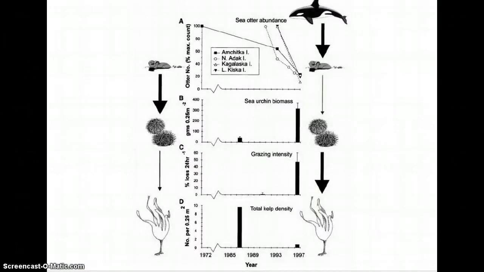Now here's a nice food chain. The killer whales do feed on the sea otters. The sea otters feed on the sea urchins. The sea urchins feed on the kelp. So within this food chain, you get rid of the sea otters. What do you think is going to happen to the sea urchin population?